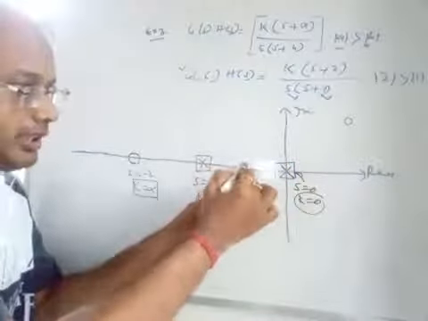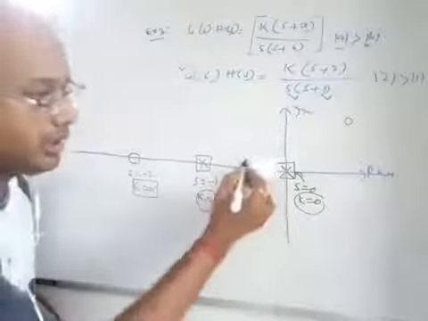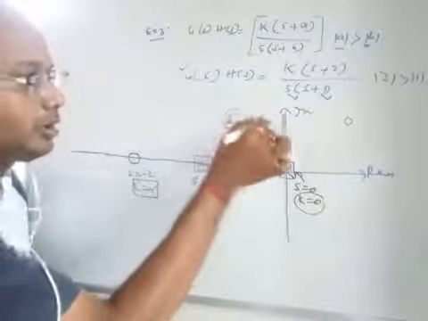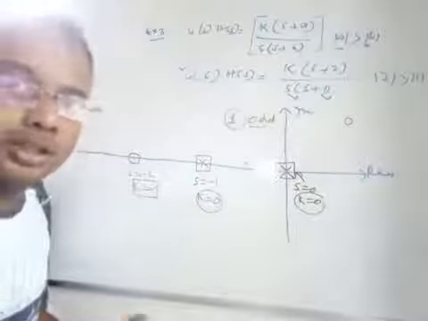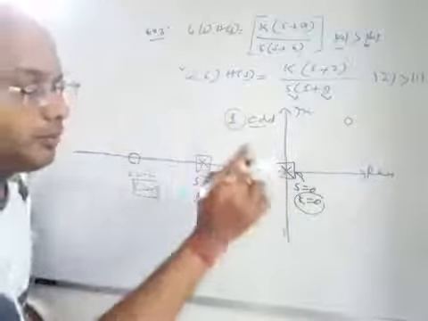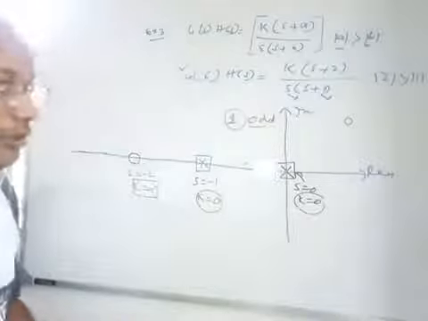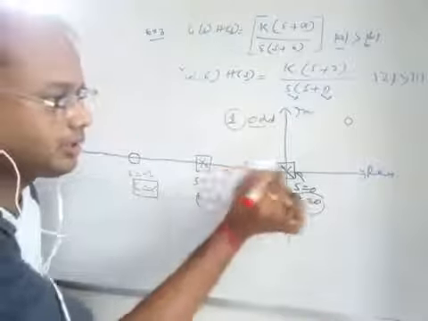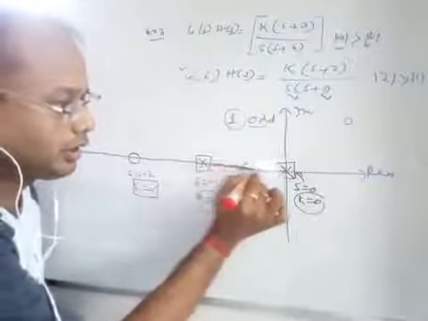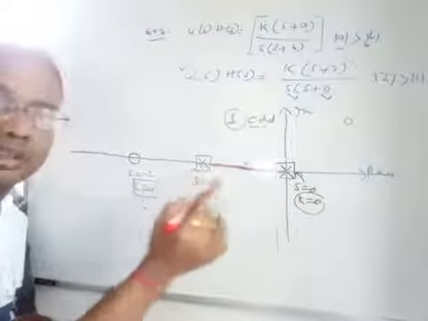Considering this point, what is the right hand side total number of poles plus zeros? Total number of poles plus zeros at the right hand side of this pole is equal to 1. So 1 means this is odd. Odd means there is a branch which will exist between the right hand side of this pole to the left hand side of this pole. So this is a root locus branch, and you see the branch exists here.